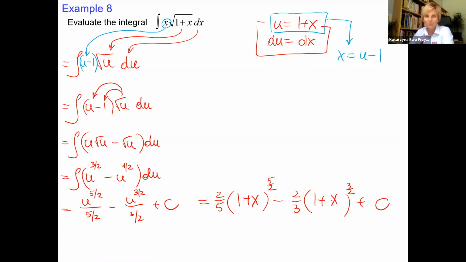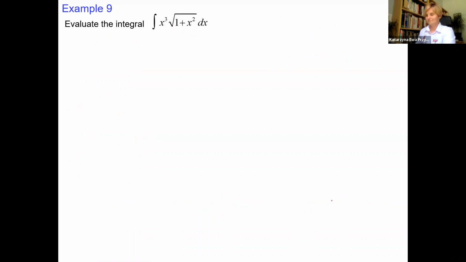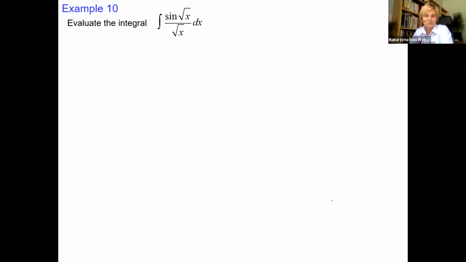Okay, that's what we will occasionally do. I can keep this one for you. Oh, let's try this one. Sine of the square root of x over square root of x.